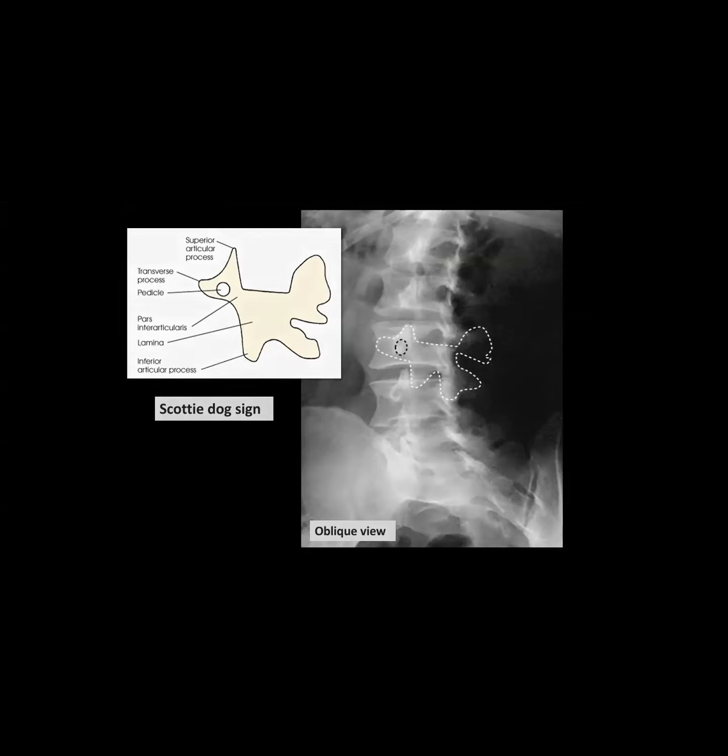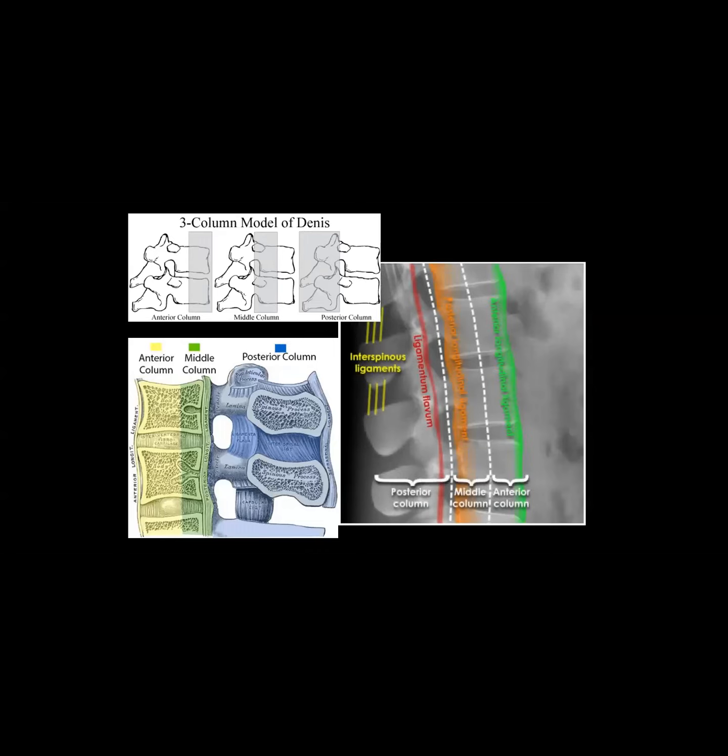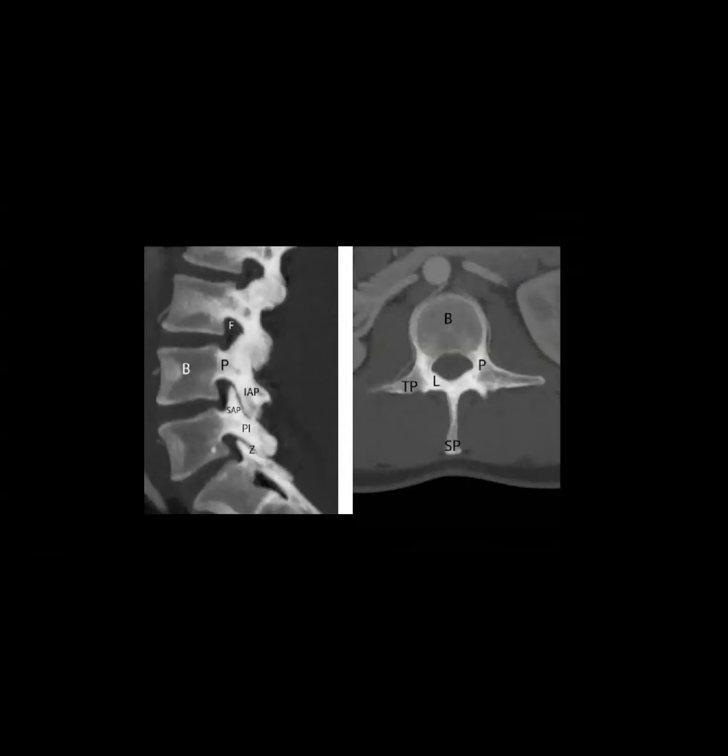Three-column model of Denis for the assessment of alignment of the lumbar spine. It's divided into three columns. Anterior column comprises the anterior two-thirds of the vertebral body and the anterior longitudinal ligament. The middle column is the posterior one-third of the vertebral body and the posterior longitudinal ligament, and the posterior column is for the posterior elements. Here, axial and sagittal CT section showing part of the lumbar vertebra.